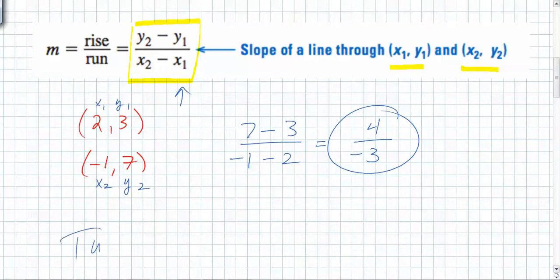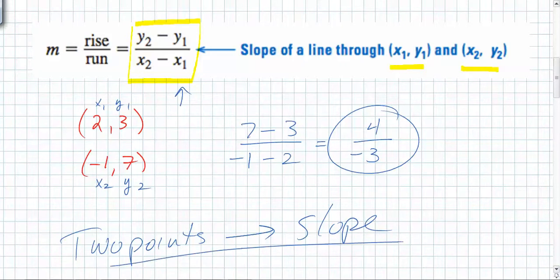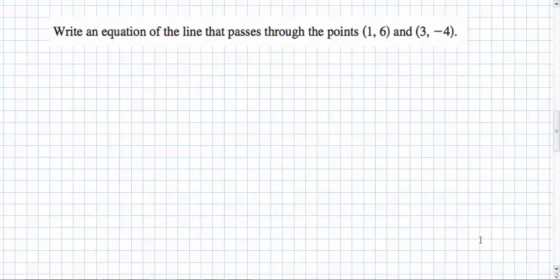What this shows us is that if we're given 2 points, we can always find the slope of the line connecting the 2 points. So being given 2 points is functionally equivalent to being given the slope of the line. So let's try finding the answer to this question. Write an equation of a line that passes through the points 1, 6, and 3, negative 4.